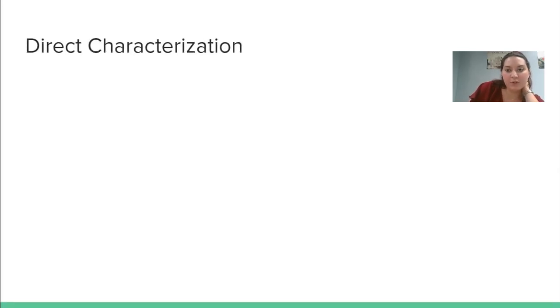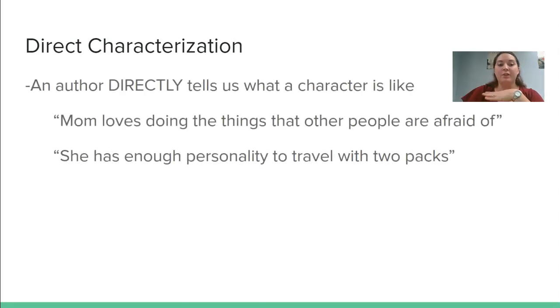So first, let's talk about direct characterization. Direct characterization is when an author directly, just straight up tells you what a character is like. So some examples from the novel Speak. Melinda tells us, the narrator tells us, "Mom loves doing the things that other people are afraid of." So she's directly telling us what this character is like. She also talks about one of her old friends. "She has enough personality to travel with 2 packs." So we're being told exactly what a character is like by the narrator or the author.